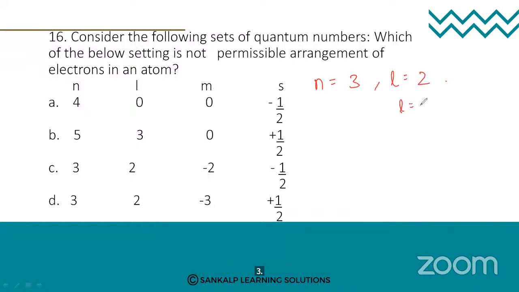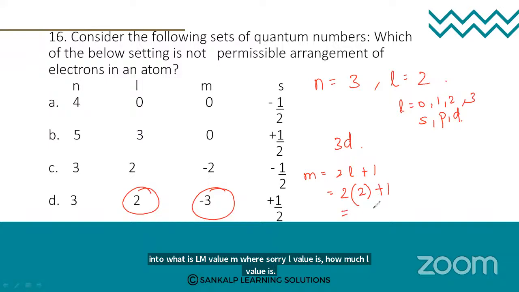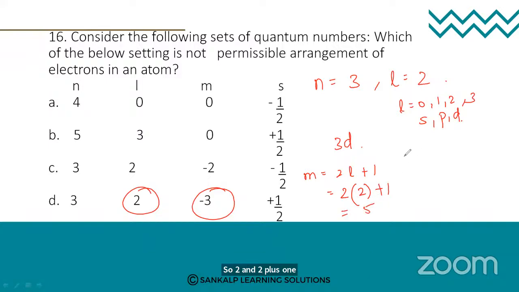So L is 0, 1, 2, and 3. So it is S, P, and D. So it is 3D. Okay. So what is the M value? It is 2L plus 1. So L value is 2. So 2 into 2 plus 1 is 5. So which are the 5 possible M values? M is equal to -2, -1, 0, +1, and +2.